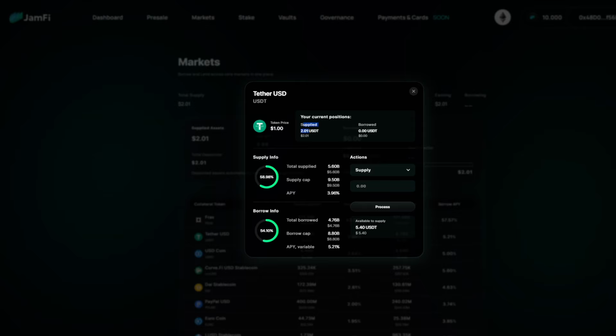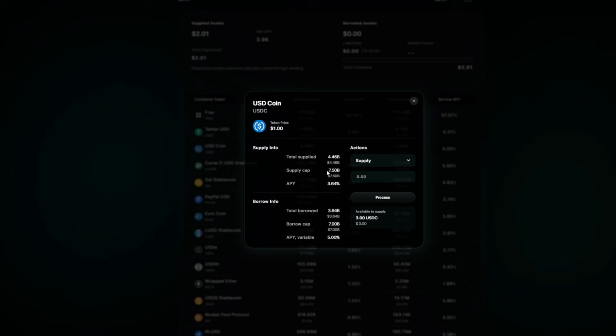JamFi invested heavily in infrastructure before pushing this live. These smart contracts on Ethereum were audited and refined with focus on critical scenarios: deposits, withdrawals, transaction states, and predictable execution logic. This isn't just about launching fast, it's about being ready for mainnet scale and future integrations.